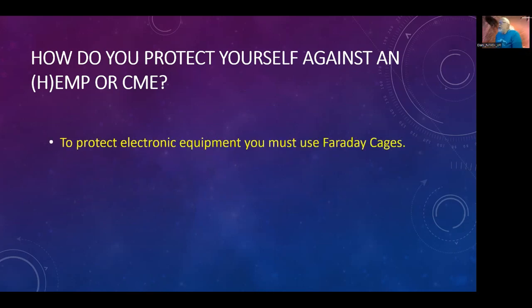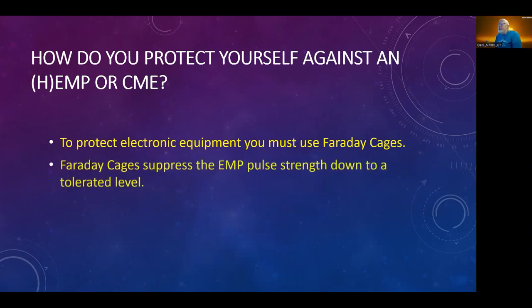To avoid destruction of one's electronic equipment due to an EMP strike requires equipment to be stored within protective shields or containers referred to as Faraday cages. You've probably heard of Faraday cages before. These shields, and this is the trick, must suppress the strength of the EMP pulse down to a level that the equipment can tolerate. If you forget about everything else tonight, remember this.